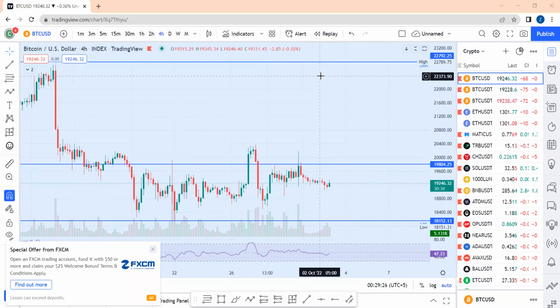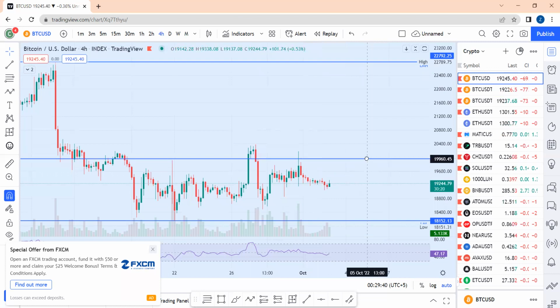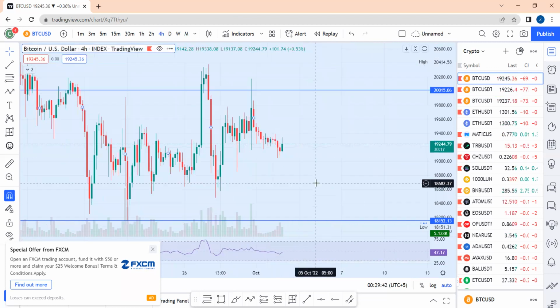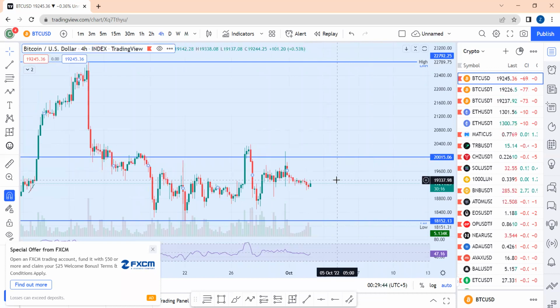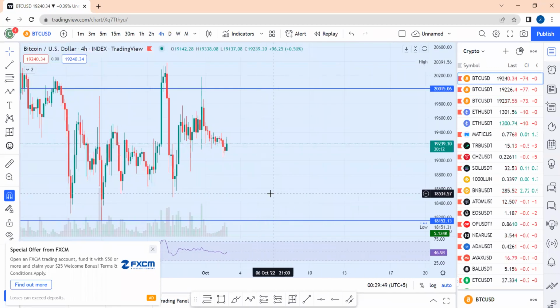I'm just waiting for this 20K Bitcoin to take 20K support and bounce. So why not go to 18K and then go long? My bids are set. I've set up the bids at around 17.6. That's my point of view.